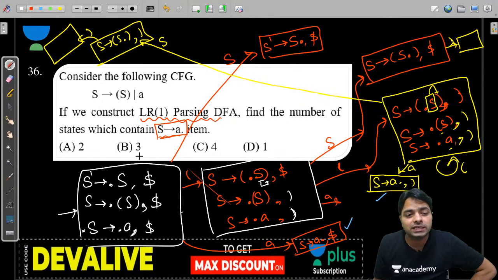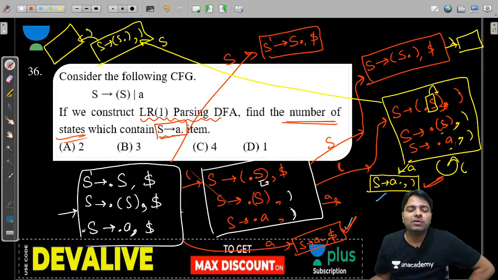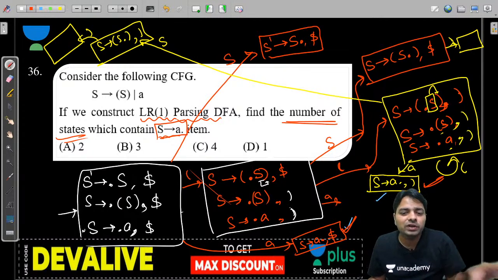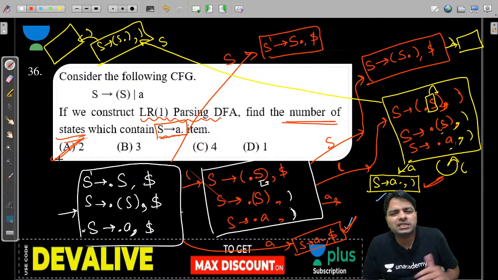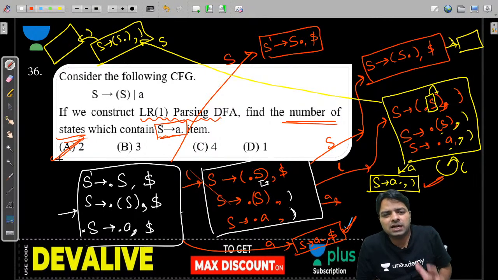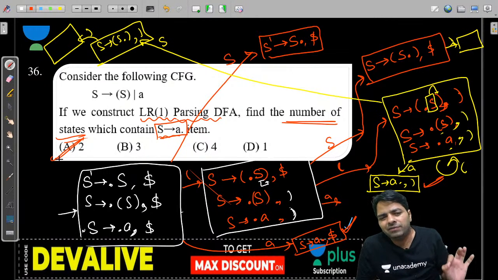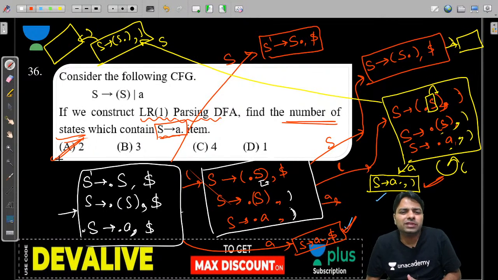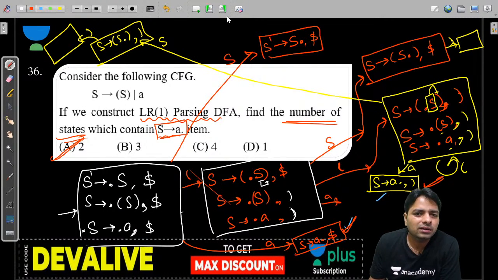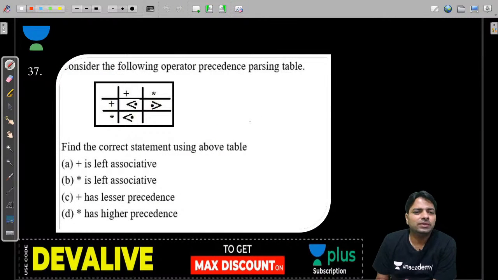We want to find out the number of states in which that S derives A dot is present. This is one state, this is another state. So we have only 2 states. If you look at any other state, we don't have S derives A dot, right? So 2 is the answer. This takes time, and for this kind of problem you should take 2 or 3 minutes, but answer it correctly. In the exam, every question cannot come within a minute. Remember that. Sometimes we do it quickly because of the easiness of the problem. So this kind of question will take time, no doubt.